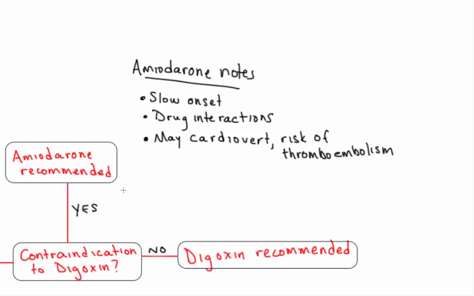And amiodarone actually encompasses all 4 classes of the Vaughan Williams classification. As a class 1, it's a sodium channel blocker. As a class 2, it's a beta blocker. As a class 3, it's a potassium channel blocker, and this is what's traditionally listed as a class 3 antiarrhythmic. And then it also has class 4 activity as a calcium channel blocker. In this case, we'd be using it for the beta antagonism to try and slow that heart rate down. But it's not an extremely effective agent for you, so that's why it's at the bottom of the list in terms of drugs we would use.